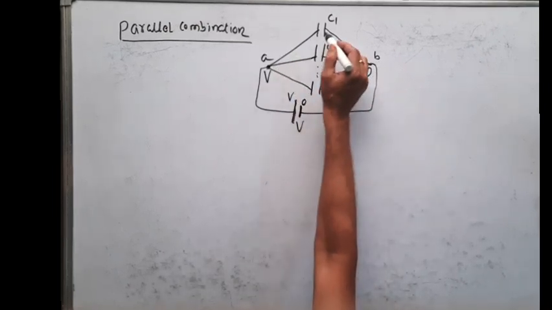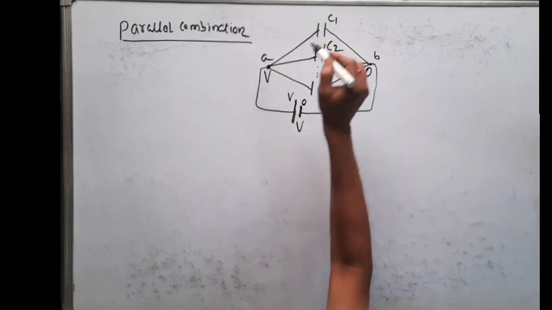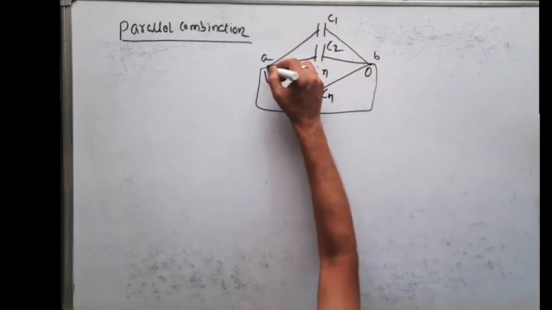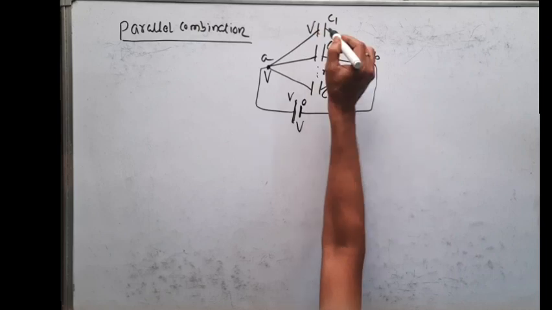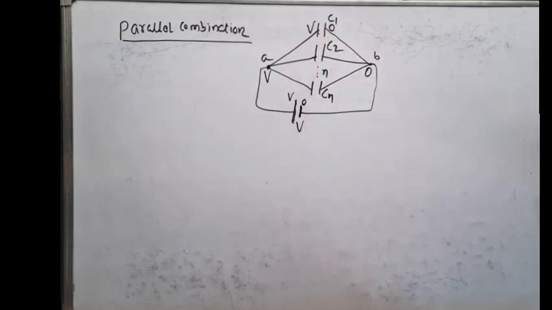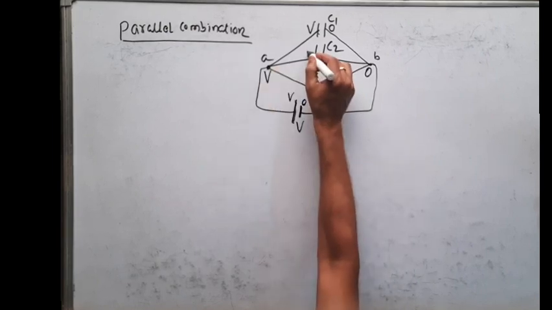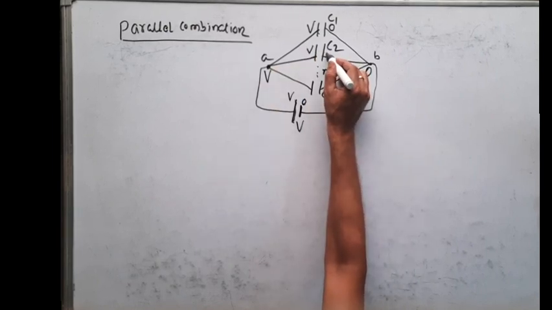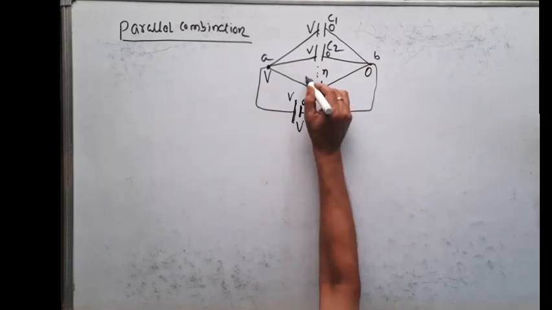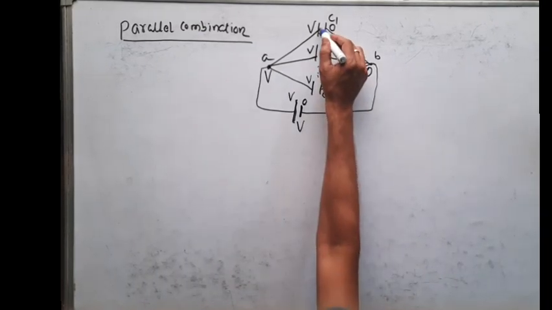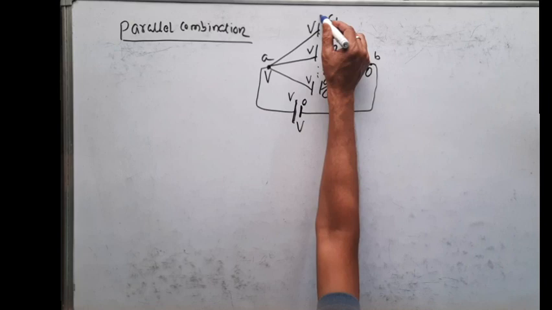The first plate of the first capacitor is connected to A and the second plate is connected to B. So the first plate potential is V and the second plate potential is 0. Here also this plate is connected to V, so the potential is V and the second plate potential is 0. Here also V, here it is 0. Then what is the potential difference across each capacitor? The potential difference across each capacitor is V minus 0, that is V.